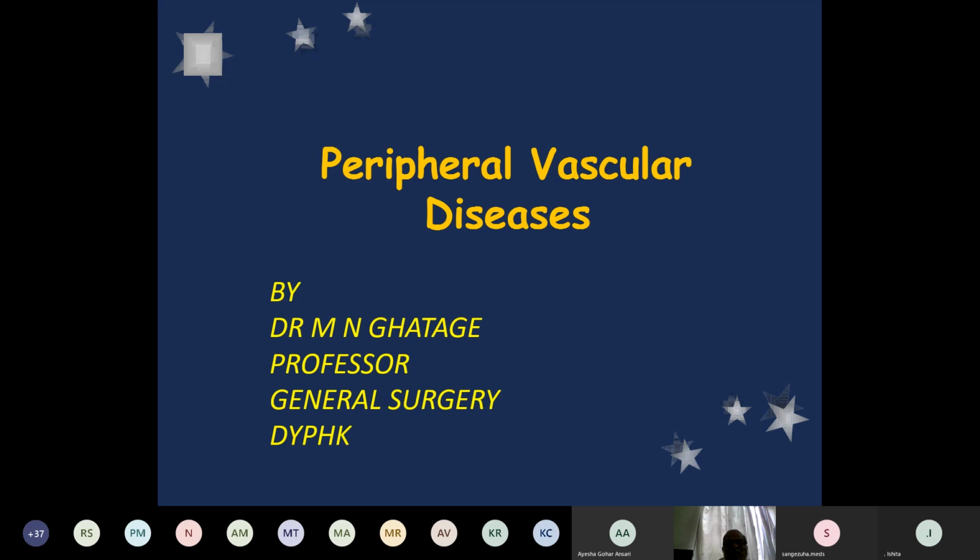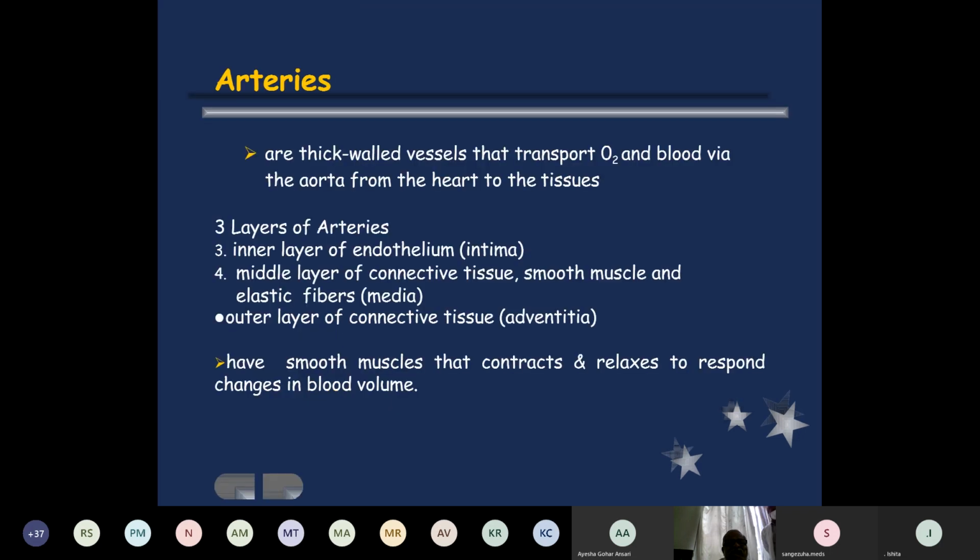Today's topic for our discussion is peripheral vascular disease. To go into details, we should know some surgical anatomy of the vessels.